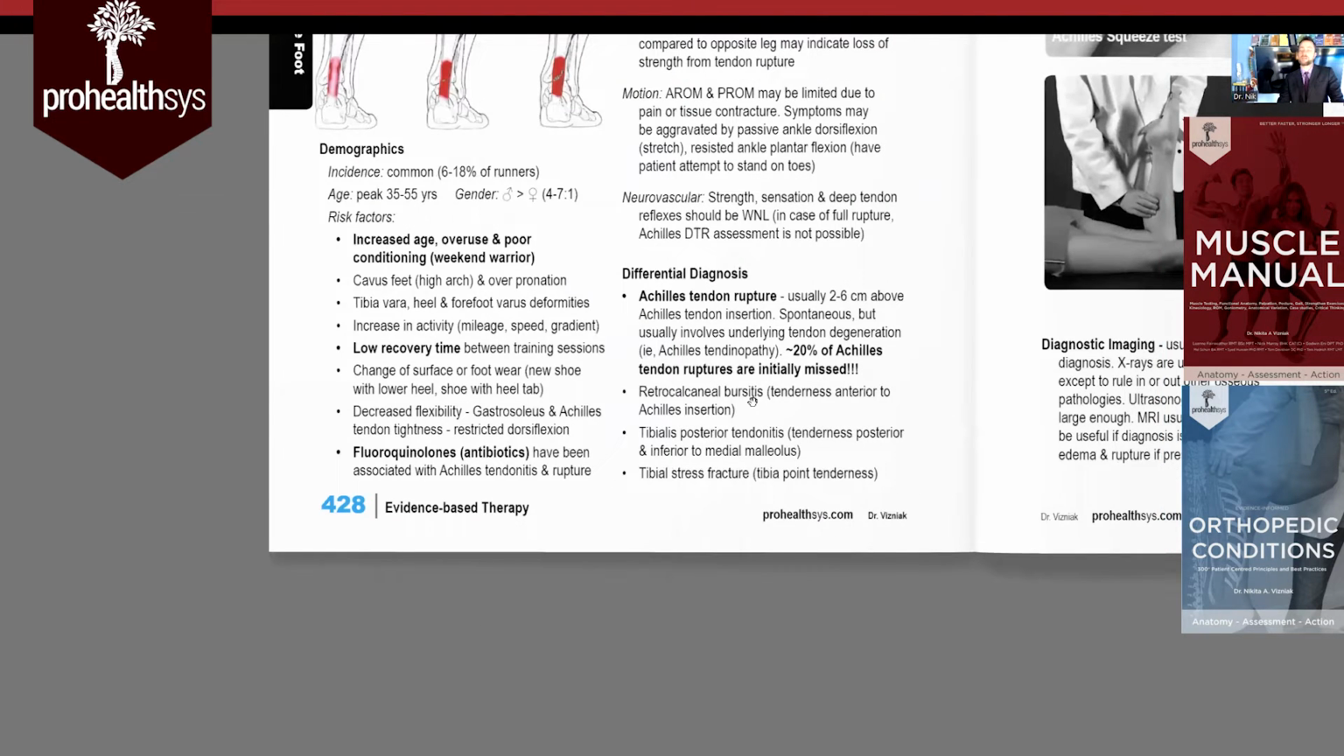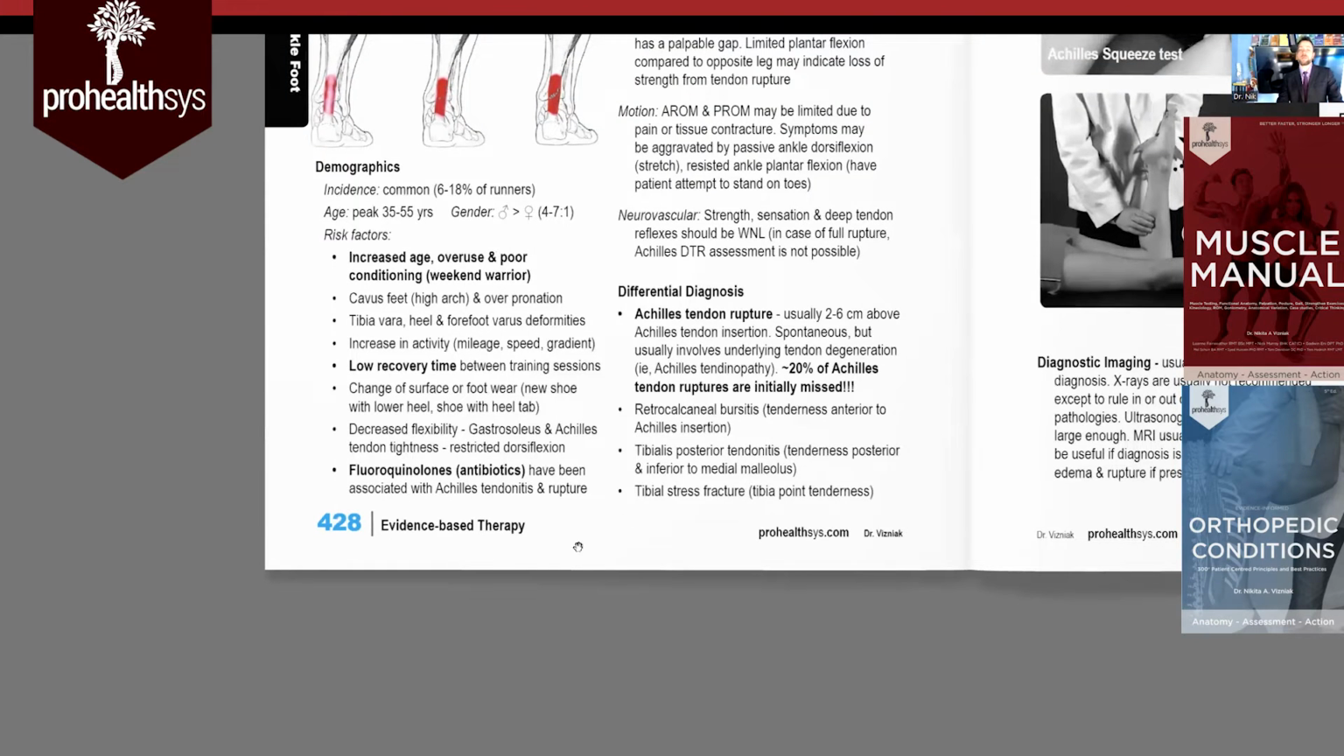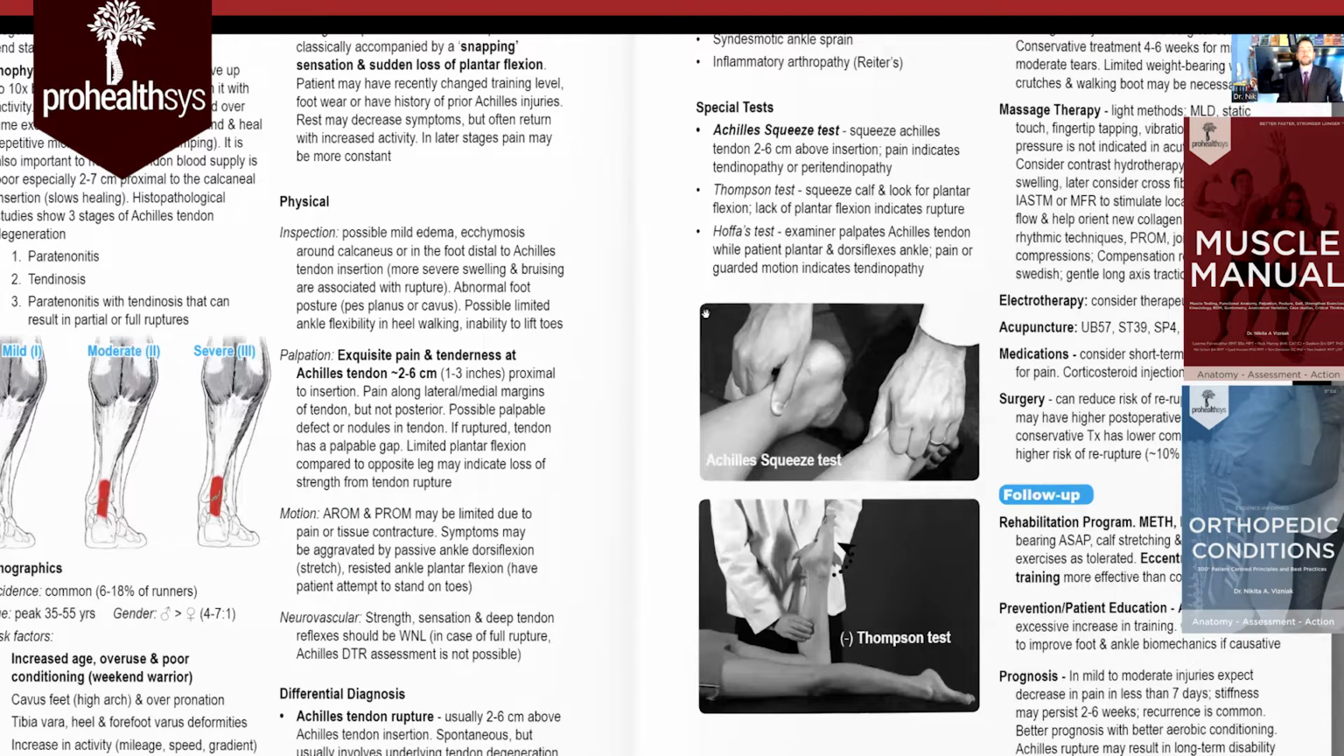Retrocalcaneal bursitis is going to be a little bit more near the insertion right off the back of the calcaneus. Tibialis posterior tendonitis could be there, but it'll be more around the medial malleolus, and your palpation ability and your basic anatomy will help you get through that. Tibial stress fracture, you can watch the video on it, but generally the pain is not located in the same area. It may be associated with repetitive overuse, but not in the same area.